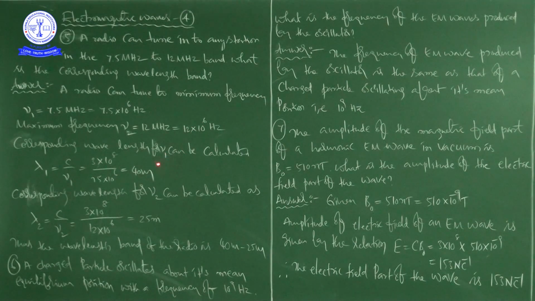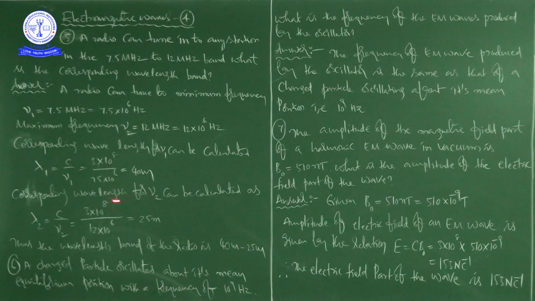Corresponding wavelength for nu 1 can be calculated as lambda 1 is equal to C by nu 1, from the formula C is equal to nu lambda. So lambda 1 is equal to C by nu 1, that is equal to 3 into 10 power 8 divided by 7.5 into 10 power 6, which is equal to 40 meters, right?